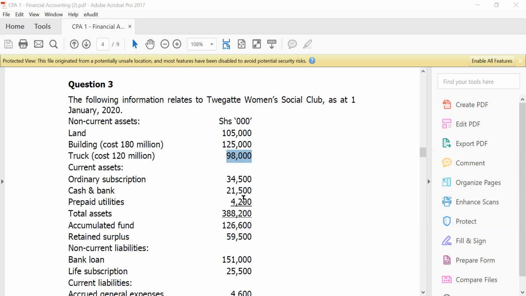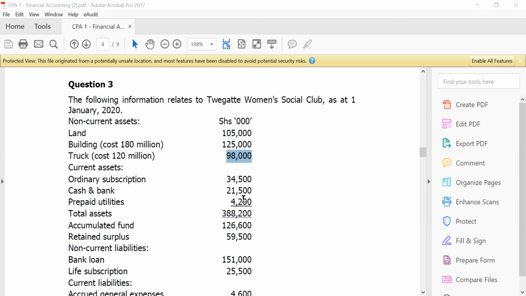So once we see ordinary subscriptions under current assets, it means that these are ordinary subscriptions that have not yet been received by the non-for-profit. They are more like ordinary subscriptions that are outstanding, not yet received by the club. So they are like ordinary subscriptions receivable, because ordinary subscriptions is one of the sources of income for non-for-profit organizations. So when you see it under current assets, then you know that it is ordinary subscriptions that are not yet received.